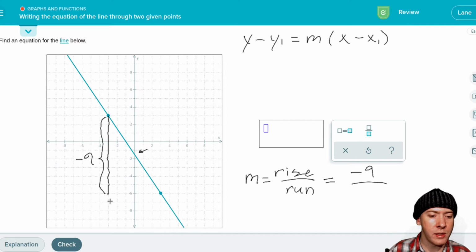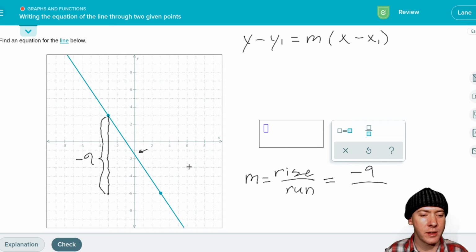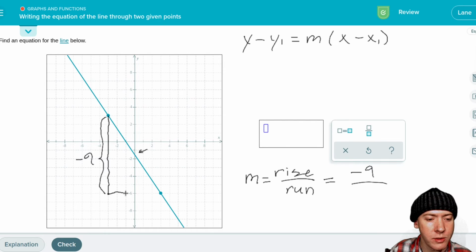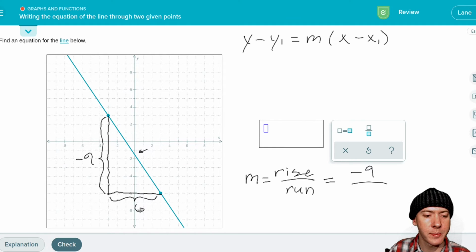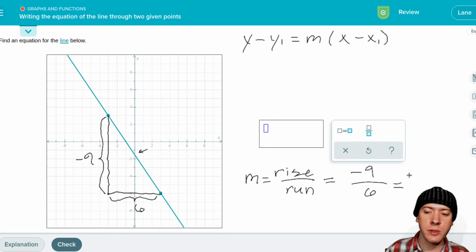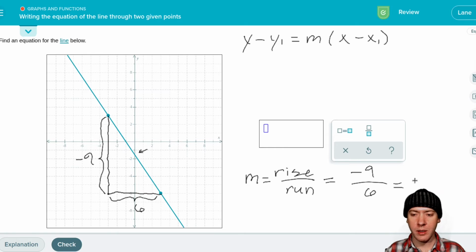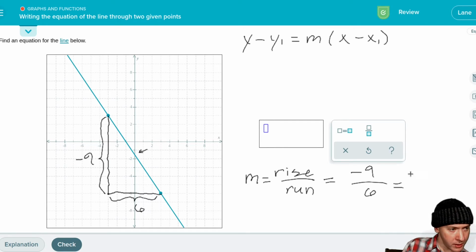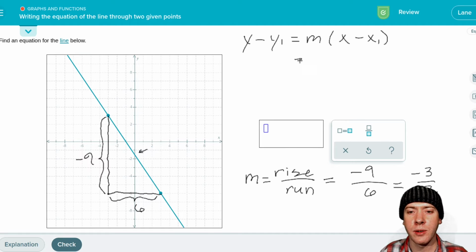And then the run is the horizontal movement. Since we're moving from left to right in the direction of positive x, this is going to be positive 1, 2, 3, 4, 5, 6. Okay, so the length of this line is 6, and that's what goes on the bottom of our slope fraction. We should simplify it if we can. We can divide both of those numbers by 3, and we'll get -3 over 2 for our slope. Okay, so that's what's going to go right here where the m is, -3 over 2.